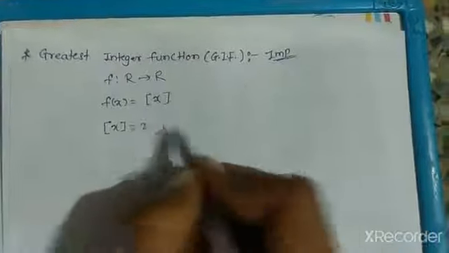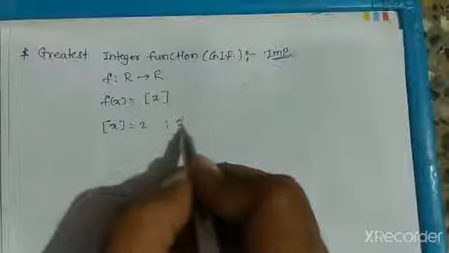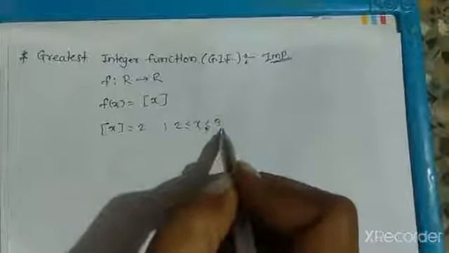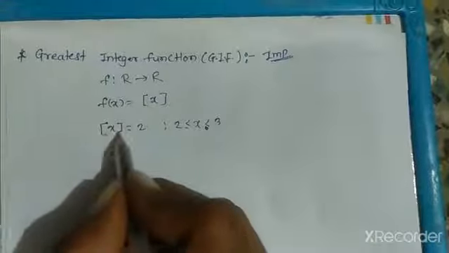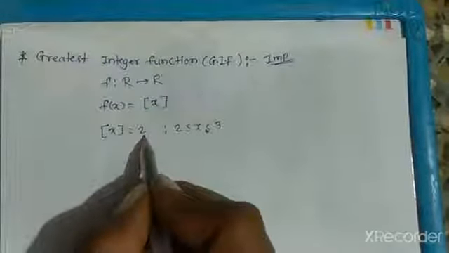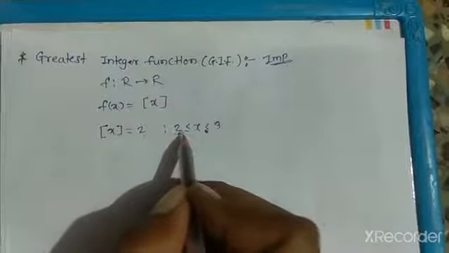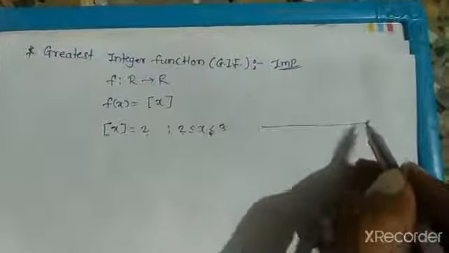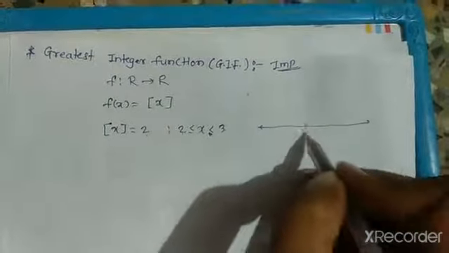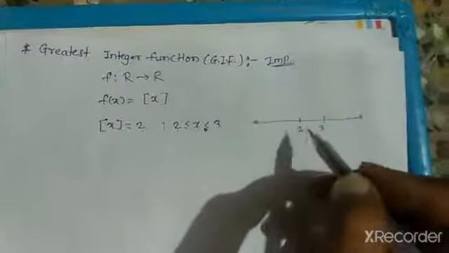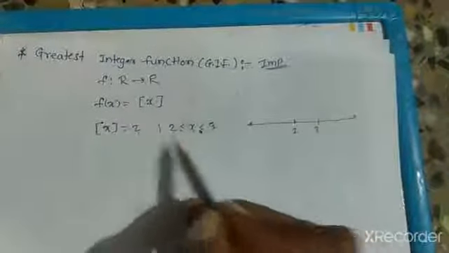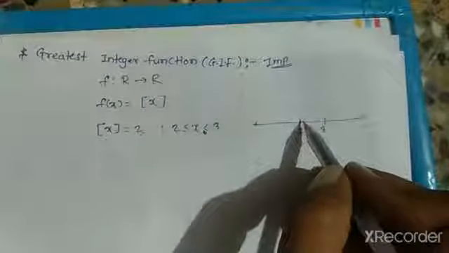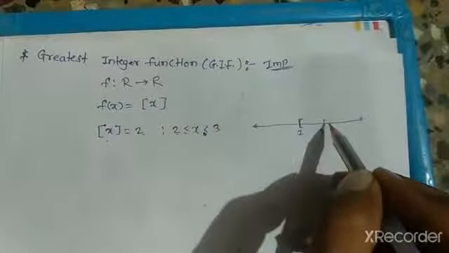we find the value for x is equal to 2, which means that it will be in the interval 2 less than or equal to x less than 3. Okay, so the greatest integer of x is equal to 2 for the values in between 2 and 3. If you draw a real line, here it is the interval from 2 to 3. Okay, so the greatest integer function of x is equal to 2 for a value starting from 2 to 3.